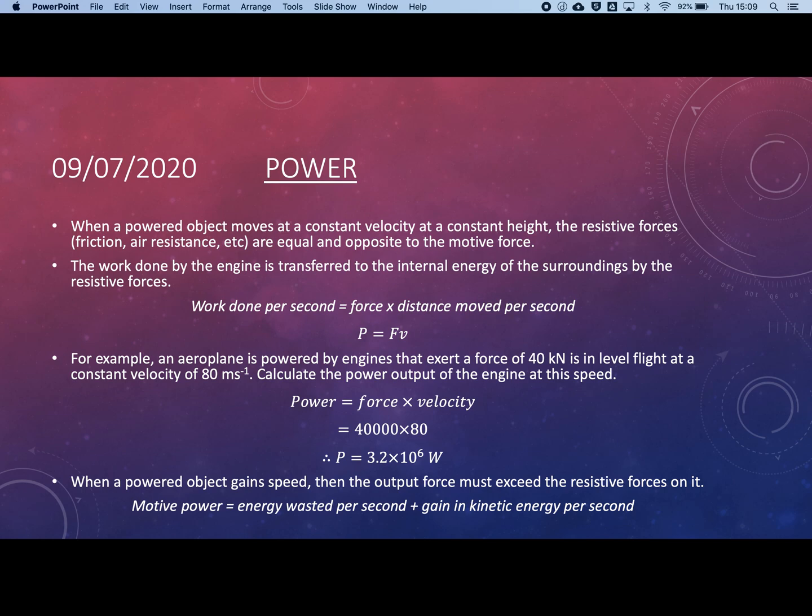So via conservation of energy, we could say the motive power is the energy wasted per second plus the gain in kinetic energy per second. Because all of the energy's got to be going somewhere. So my engine's making some power, or it's transferring energy from its chemical store in the fuel, for instance, into kinetic energy in the engines, but that amount of power has got to equal where the power's going per second. So the energy wasted, thermal energy to the surroundings per second, plus how much faster it's getting each time, the gain in kinetic energy per second.